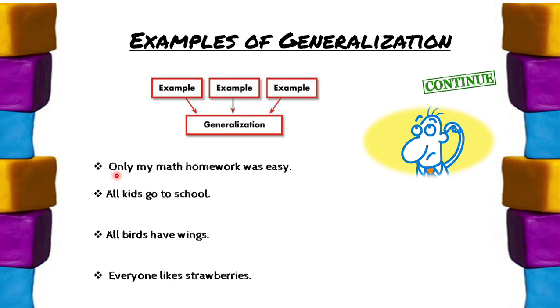So let's check the first example. Only my math homework was easy. How was this person who said that only my math homework was easy able to reach this generalization? There were examples, of course. Let's say when doing the math homework, he did it very quickly and it was easy. The science homework was very difficult and the English homework was very hard.